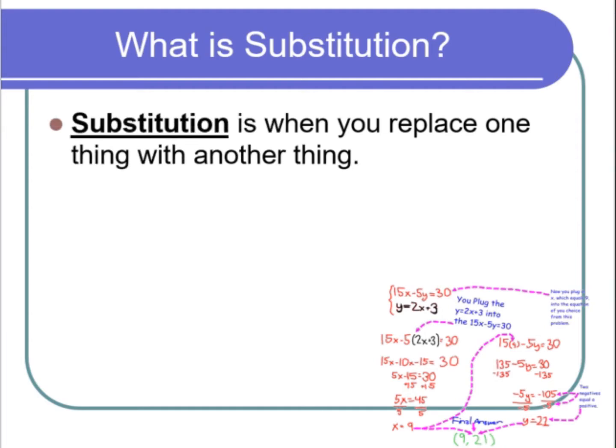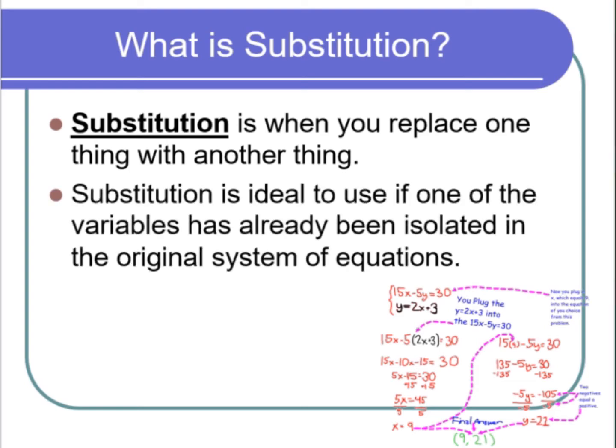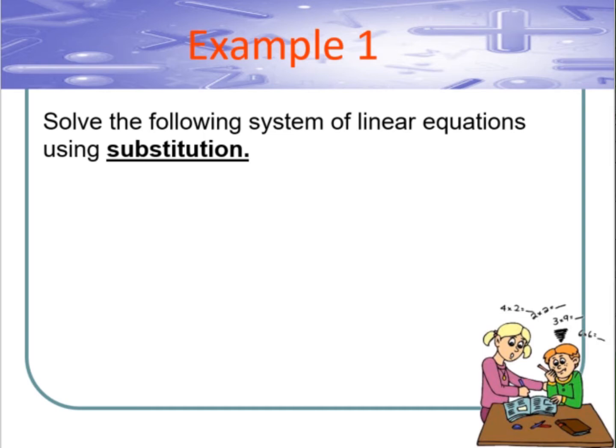Katulad sa basketball, pag ang isang player ay injured or pagod na sa paglalaro, siya ay papalitan ng iba namang player ng team. Substitution is ideal to use if one of the variables has already been isolated in the original system of equations. Halimbawa nito ay ang equation ng y is equal to negative 2x plus 3. Makikita na ang value ng y ay pwedeng palitan ng negative 2x plus 3. So, umpisa na po natin ang paggamit ng substitution method sa system of linear equations.